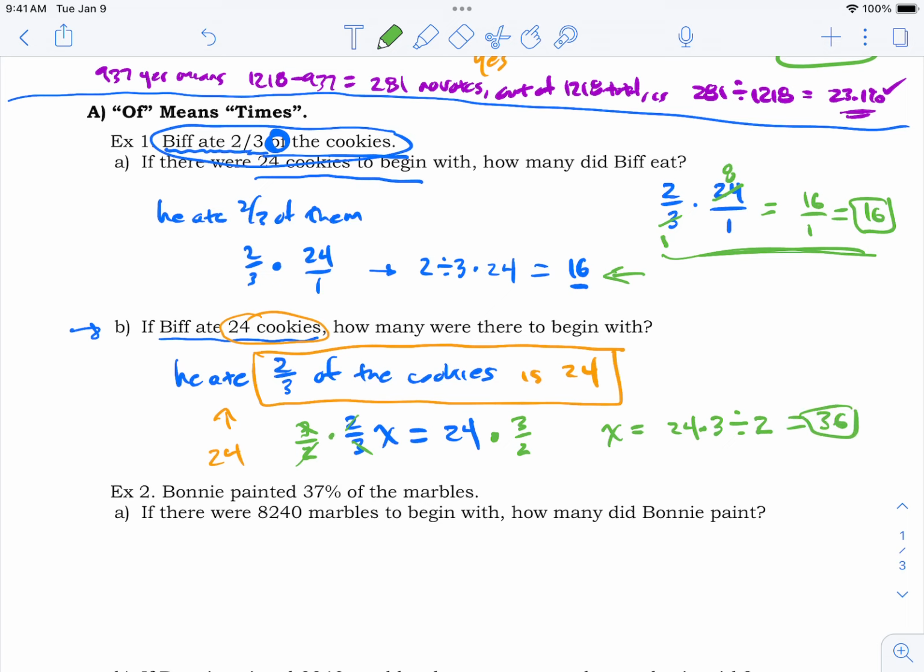So actually, there were 36 to begin with, and if you check it out, 2/3 of 36 is 24, right? So yeah, there were 36 to begin with.